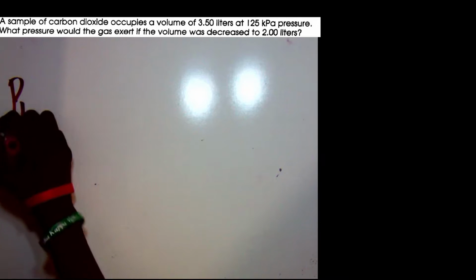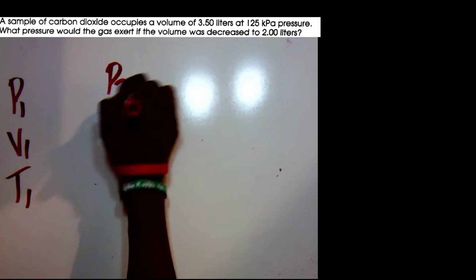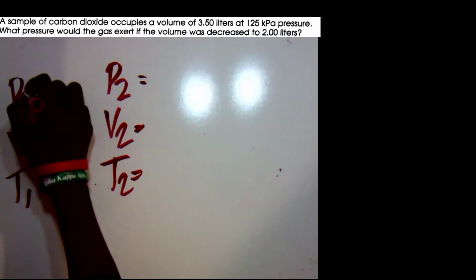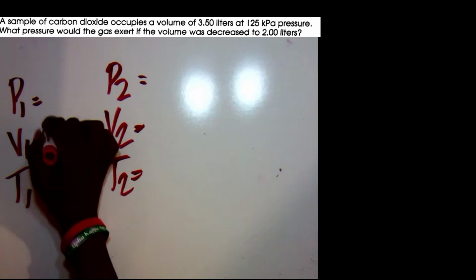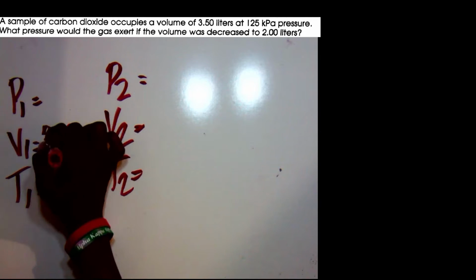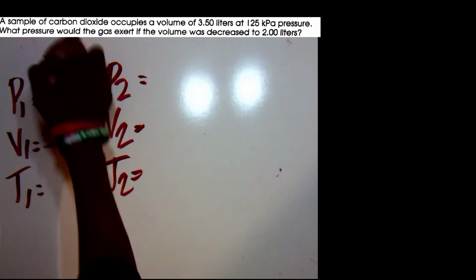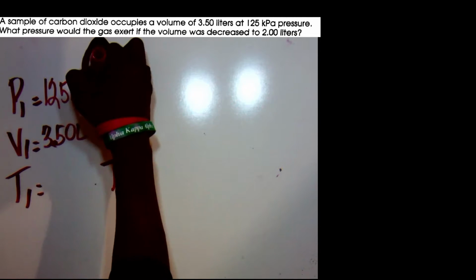Writing out all the possible variables, P1, V1, T1, P2, V2, and T2. All right, so a sample of carbon dioxide gas occupies a volume of 3.5 liters. So that gives us our V1 because we know liters is a unit of volume. And then it says at 125 kilopascals pressure. So that tells us that we have 125 kilopascals for our P1.